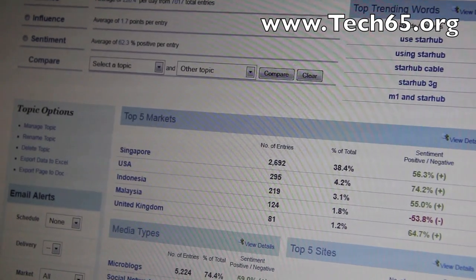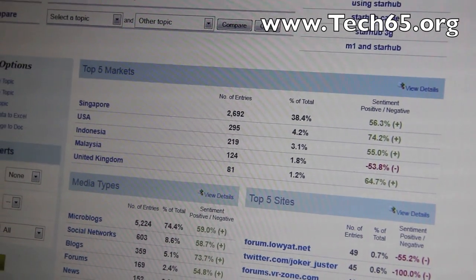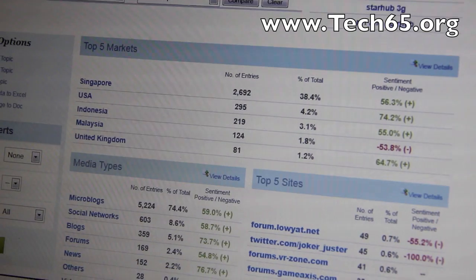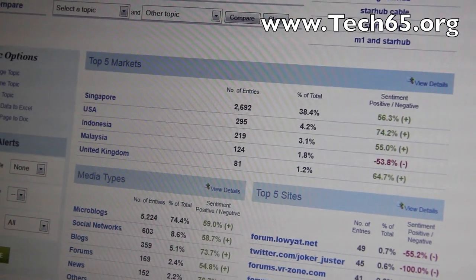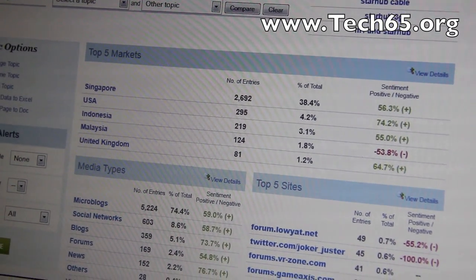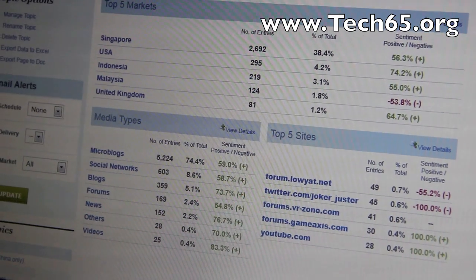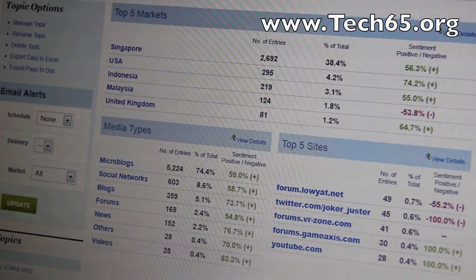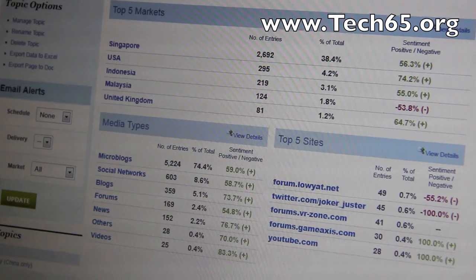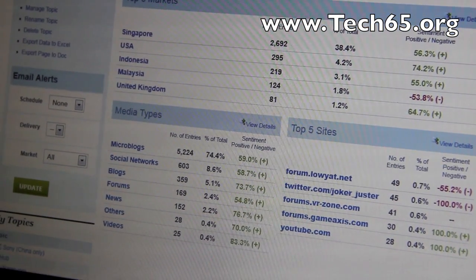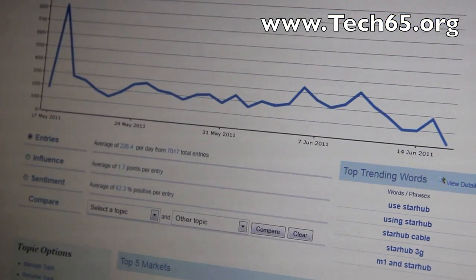Below, what we do is we take that data and we organize it according to what markets it comes from. So if a blogger is from Singapore and he's writing about StarHub in Singapore, he puts on his profile, I'm in Singapore, it will be tagged as a Singapore blog. If an Indonesian writes about it, it will be tagged as an Indonesian blog, and so on. And then all the data is also broken down into media type. So it's a microblog, social network like Facebook, blogs, forums, even videos from YouTube and all that are captured here. So with that, you can actually zoom in on actual data.